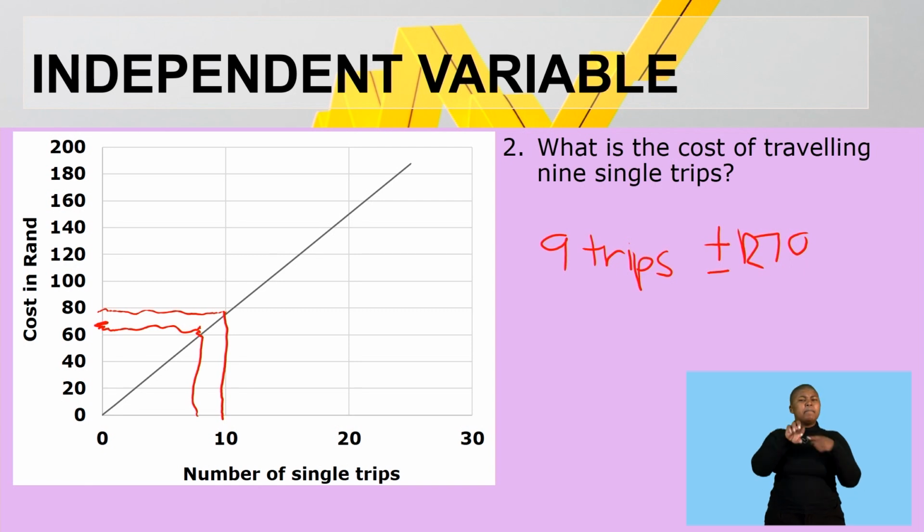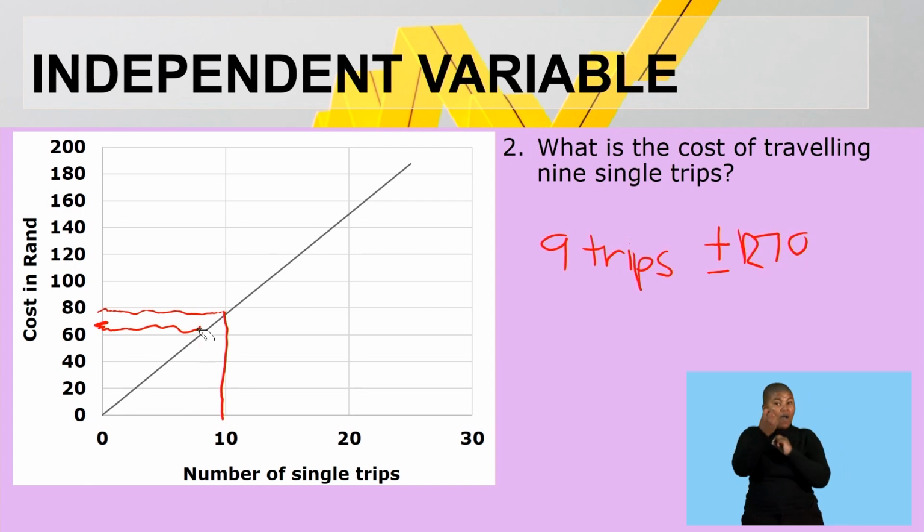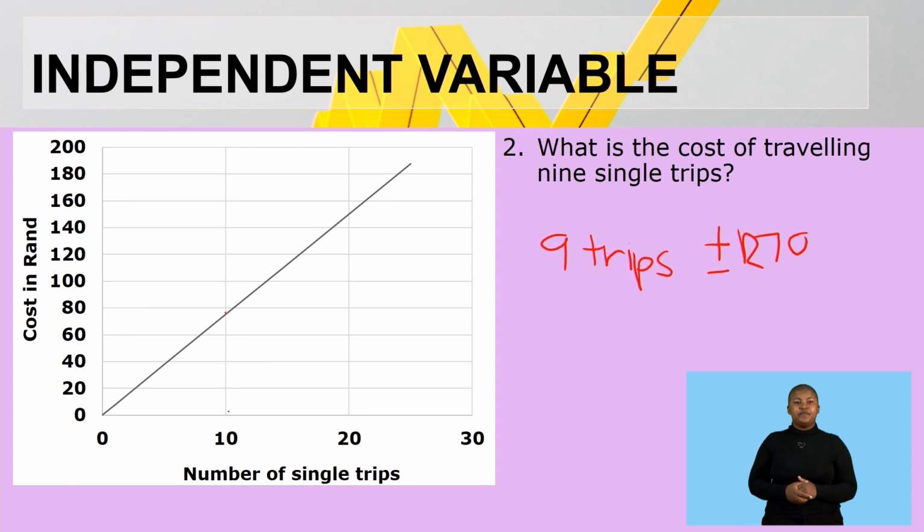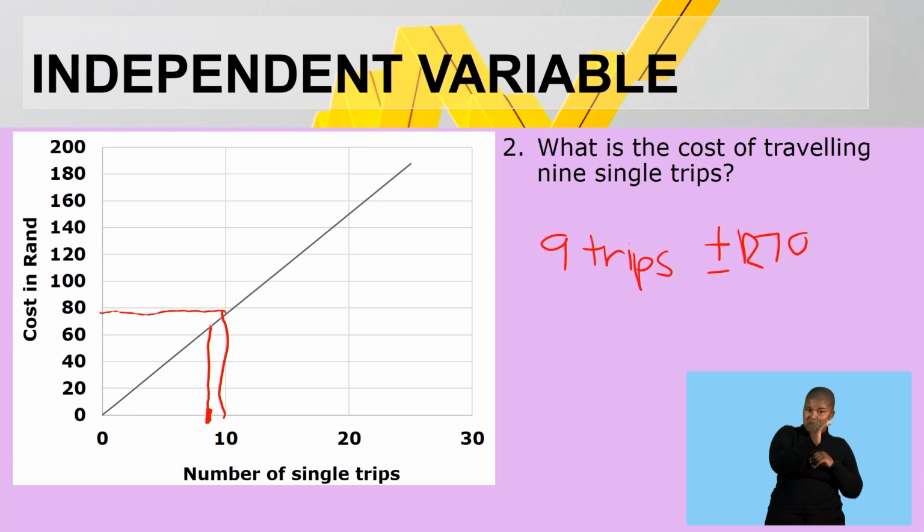What did we do there? Let me just show you again quickly. That was the 10 trips, and we can see it's just there. Now we look for 9, it's more or less over there on the graph. Go to the line and read from the y-axis, and then you'll say it's more or less 70 rand.